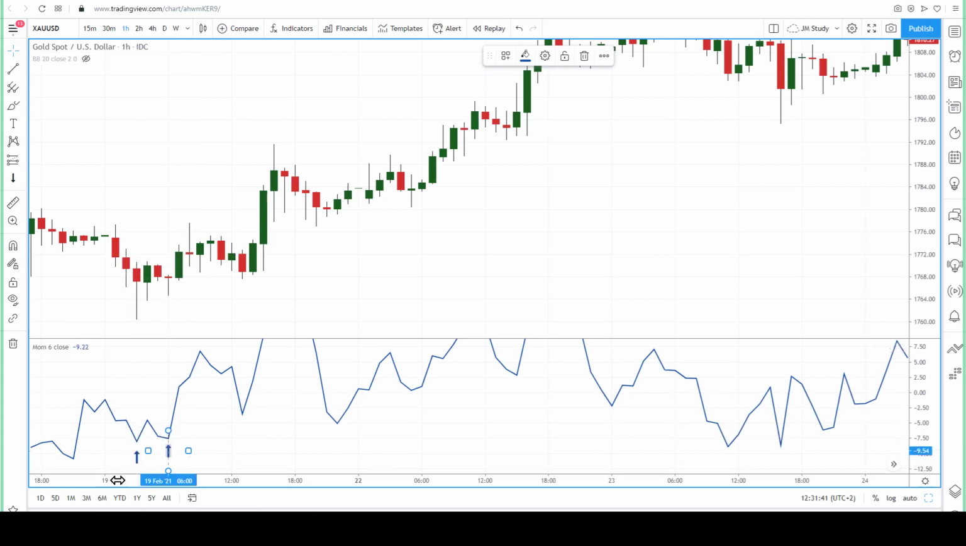But what's significant here is that we need two different factors to have a signal. These are your early signs, the momentum fluctuations in the indicator. But then the other factor is a trend line break.